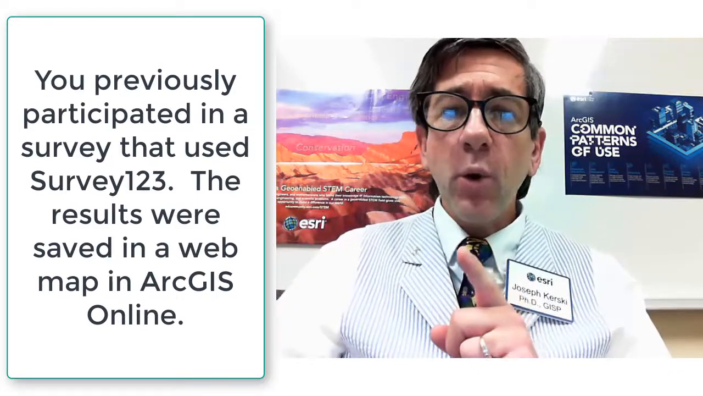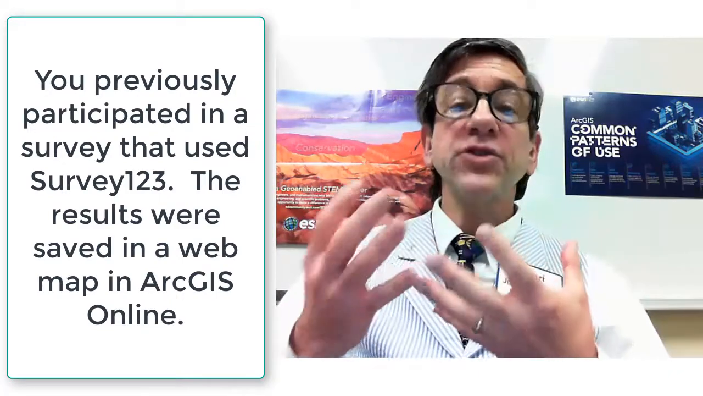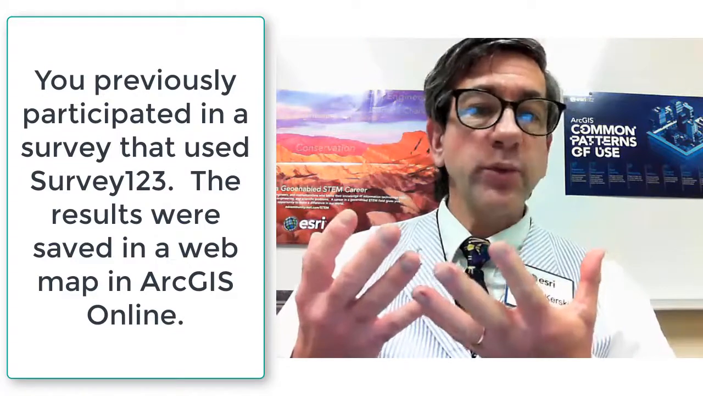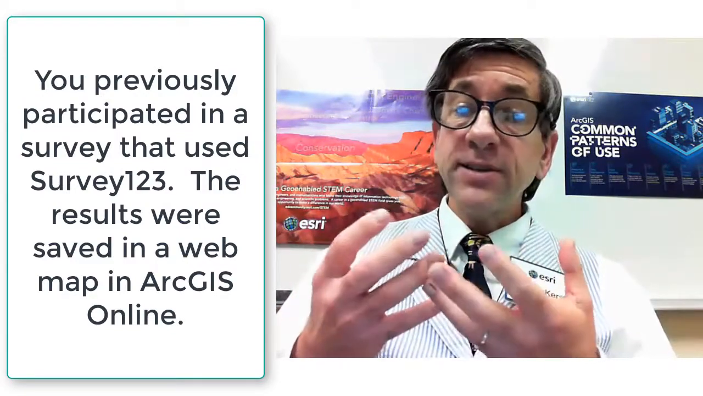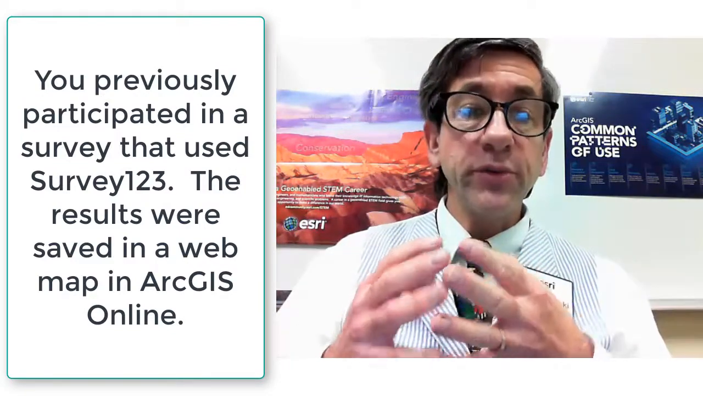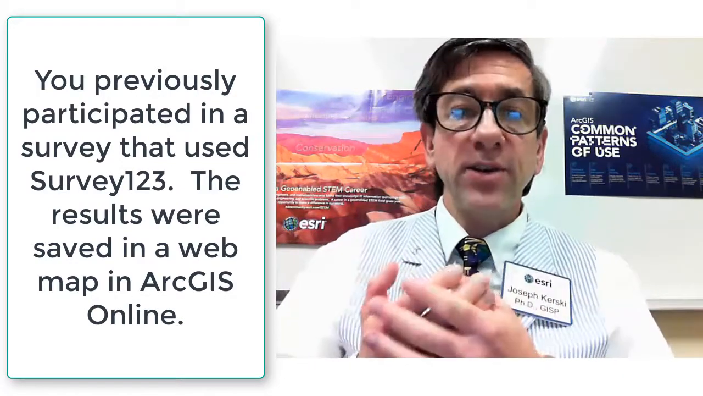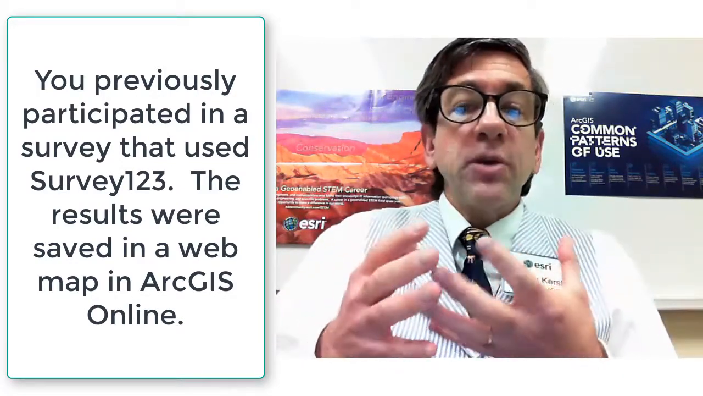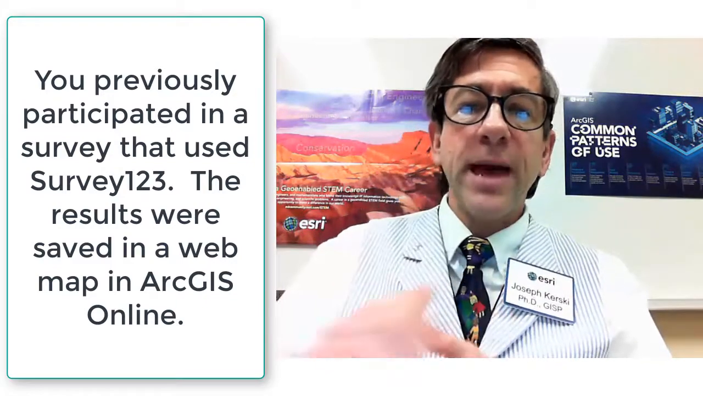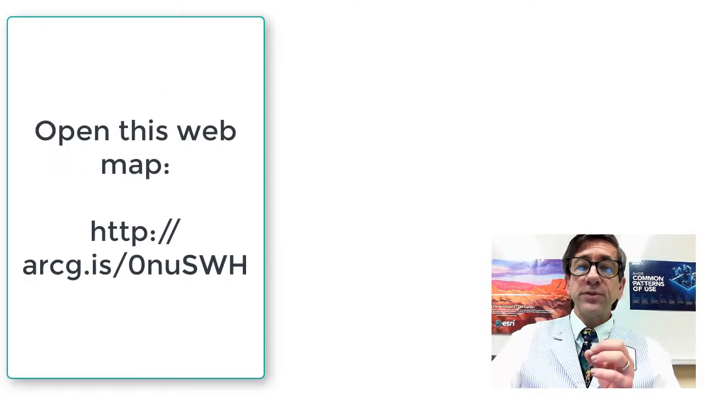So recall in component 1 where you completed a survey and analyzed or examined the results on a web map. Because the survey was created in Survey 123 and the results are displayed in a web map in ArcGIS Online, you are now able to modify the map and perform some analysis on it. Let's return to that map. So if we visit this URL, we'll be able to see the survey results right here.